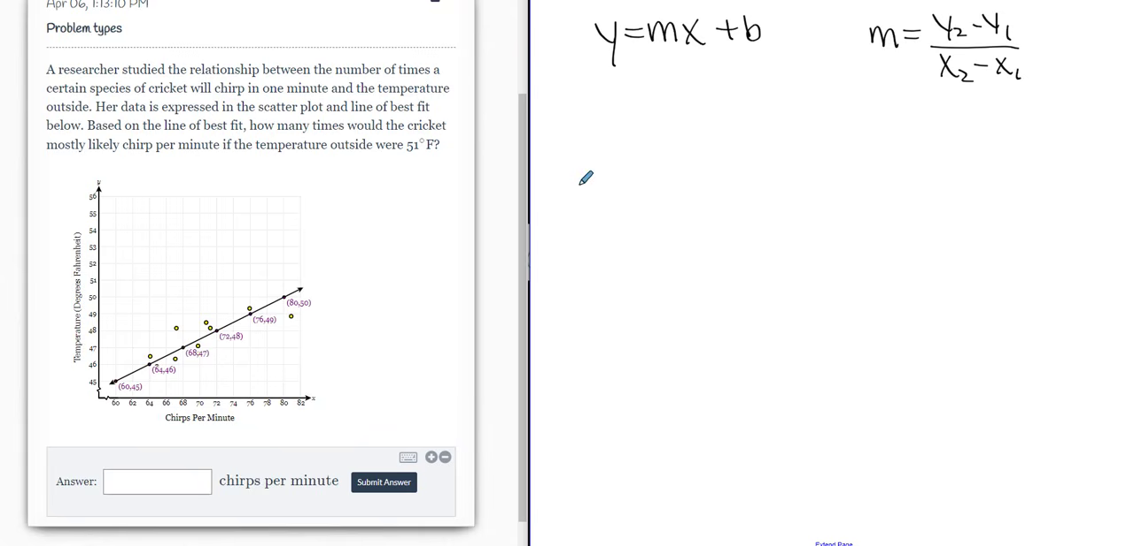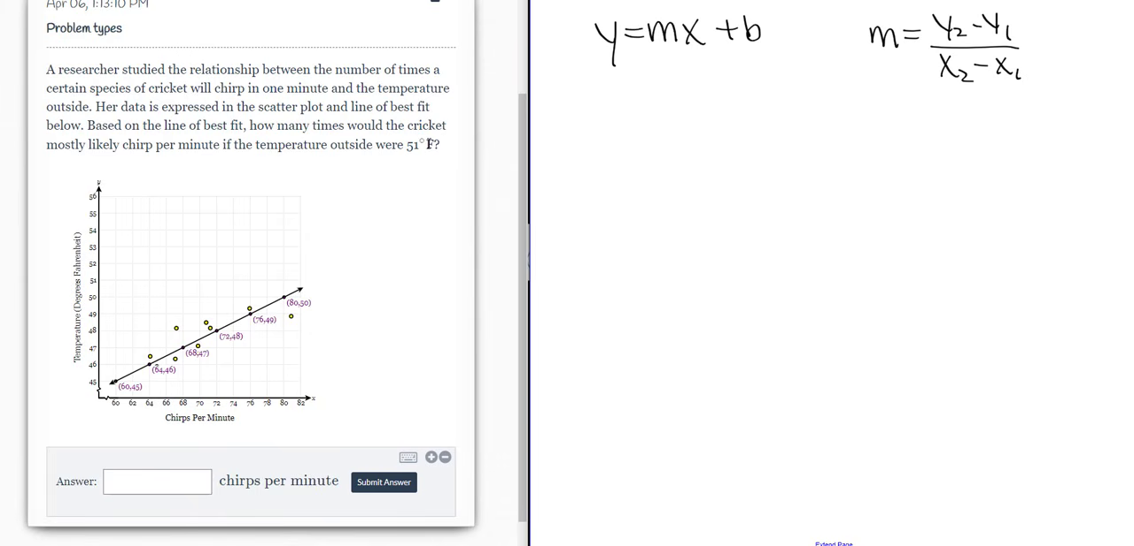All right, so here's a second example. I thought I'd give you one. A researcher studied the relationship between the number of times a certain species of cricket will chirp in 1 minute and the temperature outside. Her data is expressed in the scatter plot and line of best fit below. Based on the line of best fit, how many times would the cricket most likely chirp if the temperature outside was 51 degrees Fahrenheit? So this is opposite.